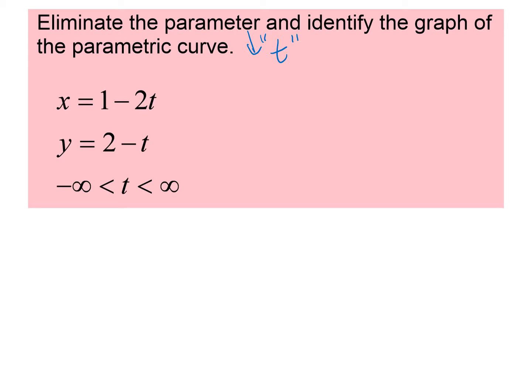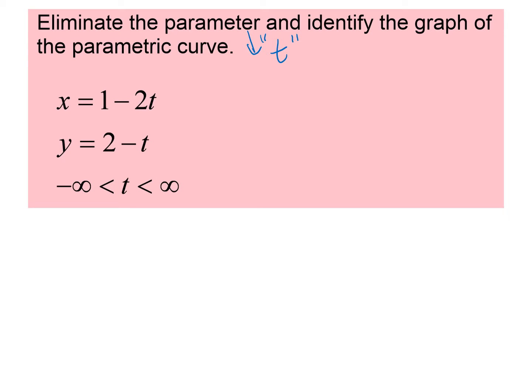So you have some options here. You can take the first equation and solve for t and plug that into the second equation, or you can take the second equation, solve for t, and plug it into the first. It's pretty much personal preference.